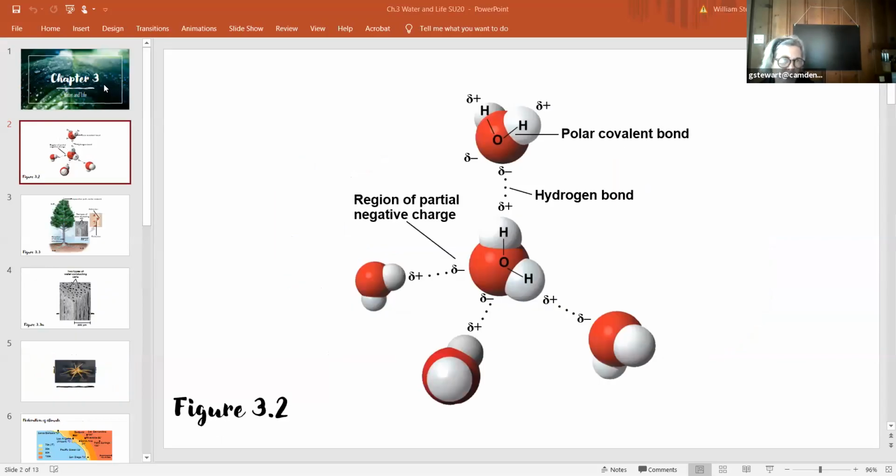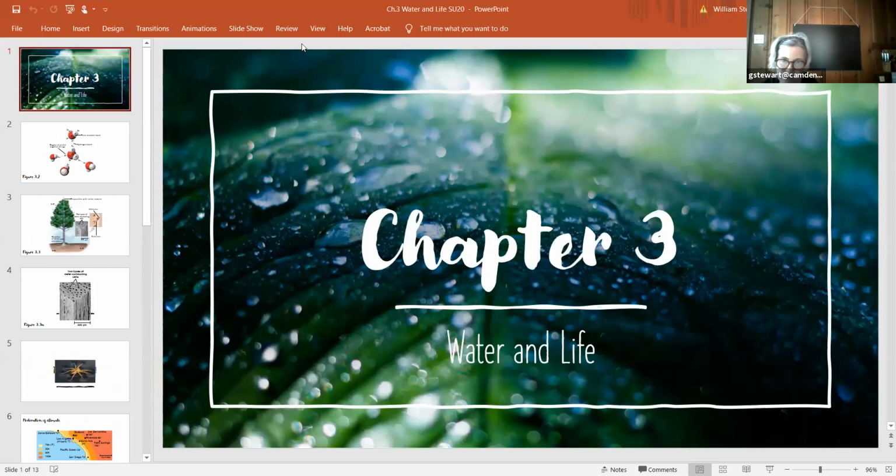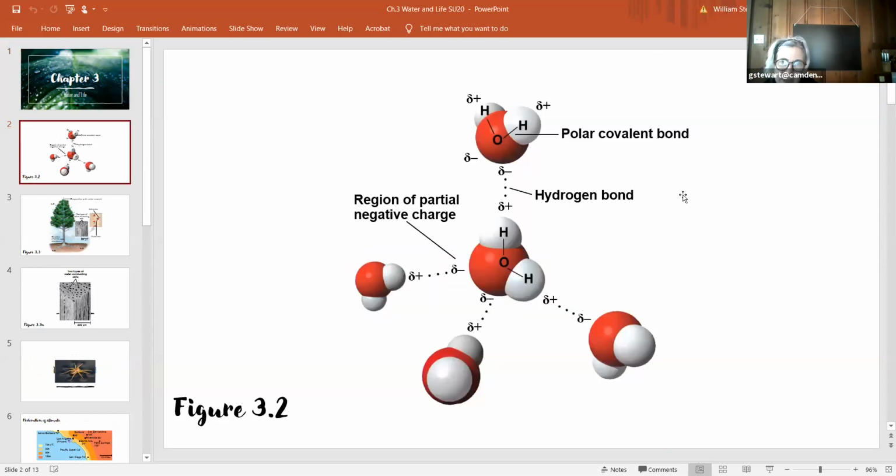Okay, so chapter 3 is called Water and Life. That's the title of it. And I was all proud of myself because I found this slide in the PowerPoint design section that looked like water on a leaf. This is probably the most important slide of the day.